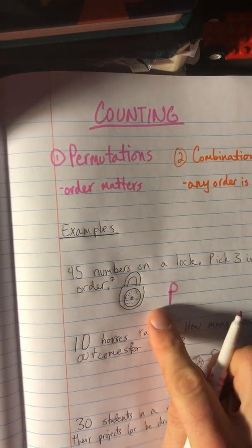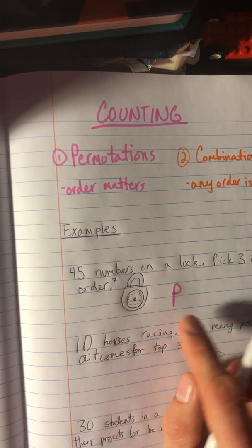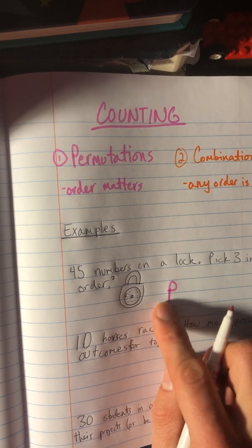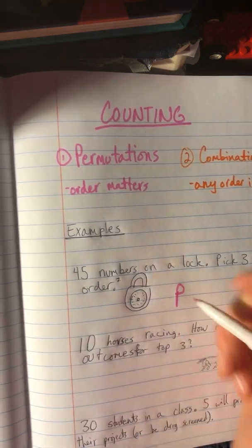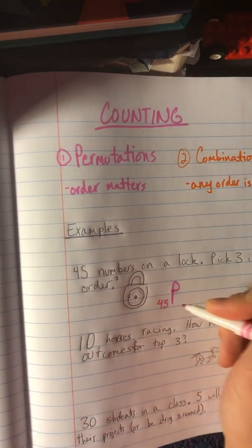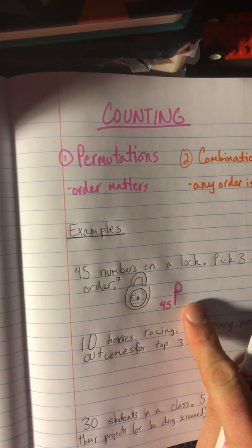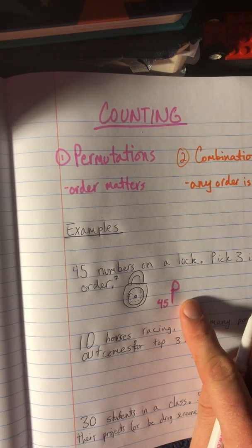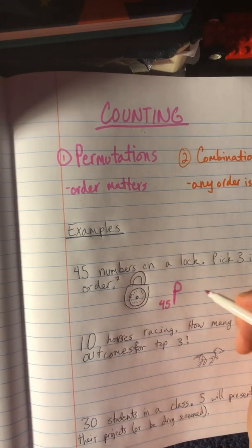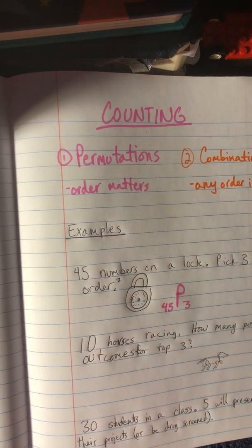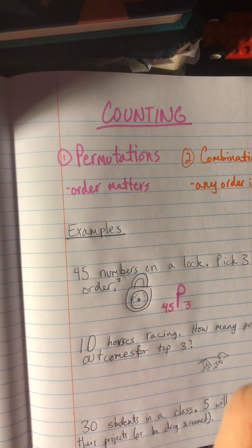You're going to put 2 numbers to help you. You put the number of options you start with right here, so we have 45 numbers on the lock. And then on this side, you put how many numbers you're going to pick out, and in this case, you have 3 numbers. So it's called 45 permutation 3, or 45 pick 3, 45 P3, however you want to call it.